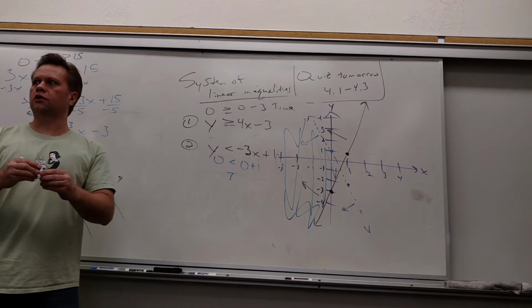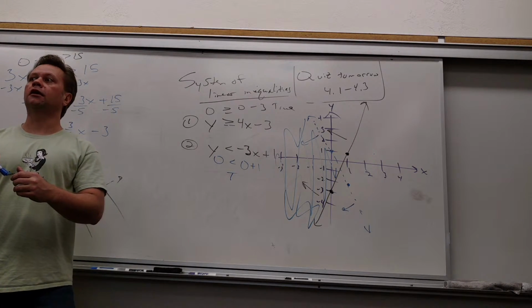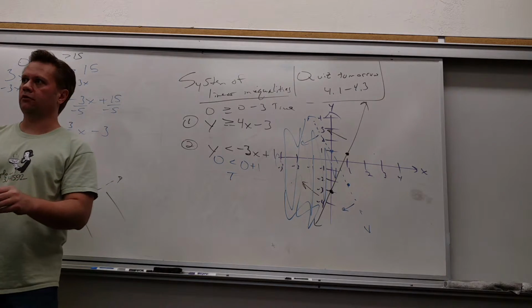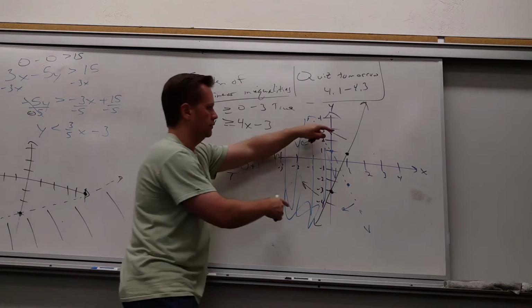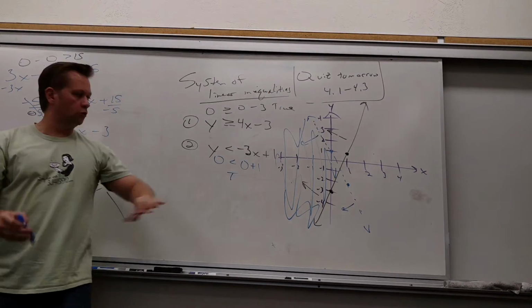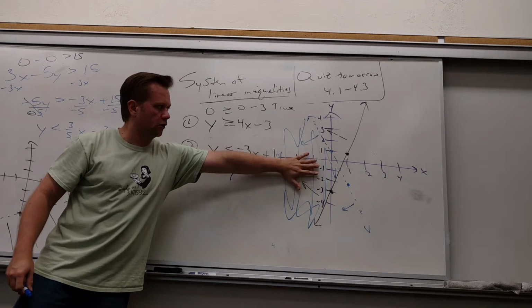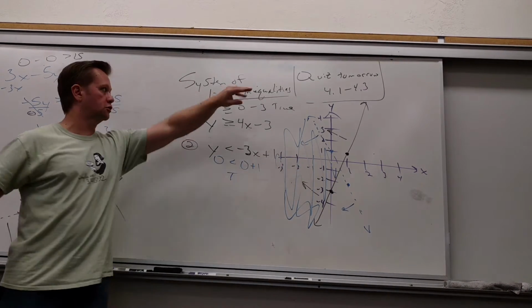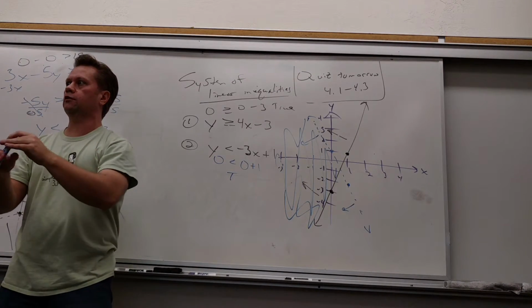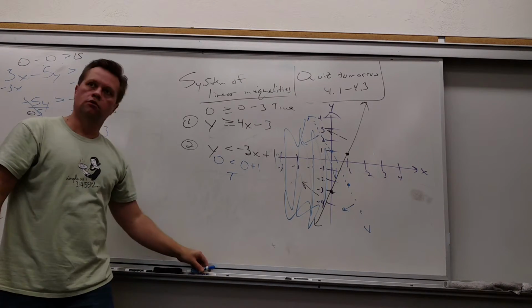What's true about that point? It doesn't work in either one. What's true about that point? It works in both. And of course, these little tiny pizza slices here work in one or the other. That's why you shade harder on the one where they both work, because that's the answer to the system. I want to say where are all the points that work in both of these at once.